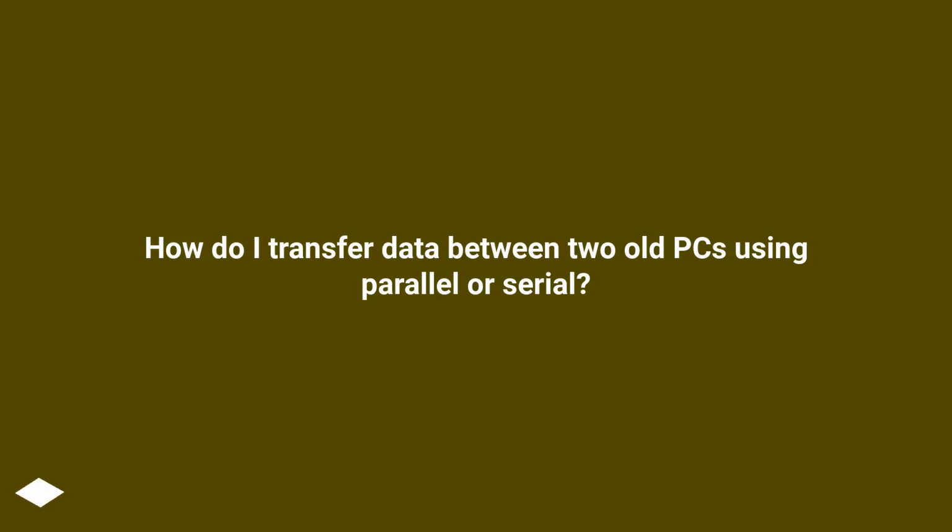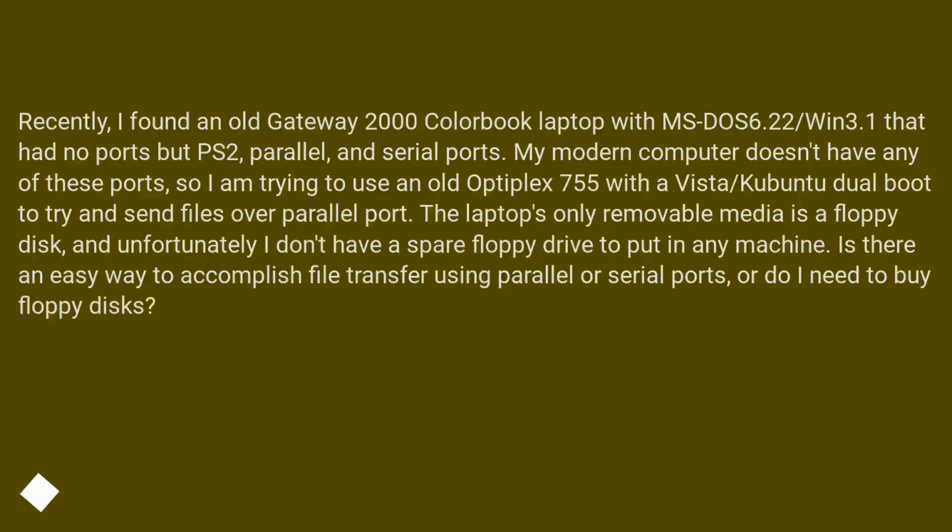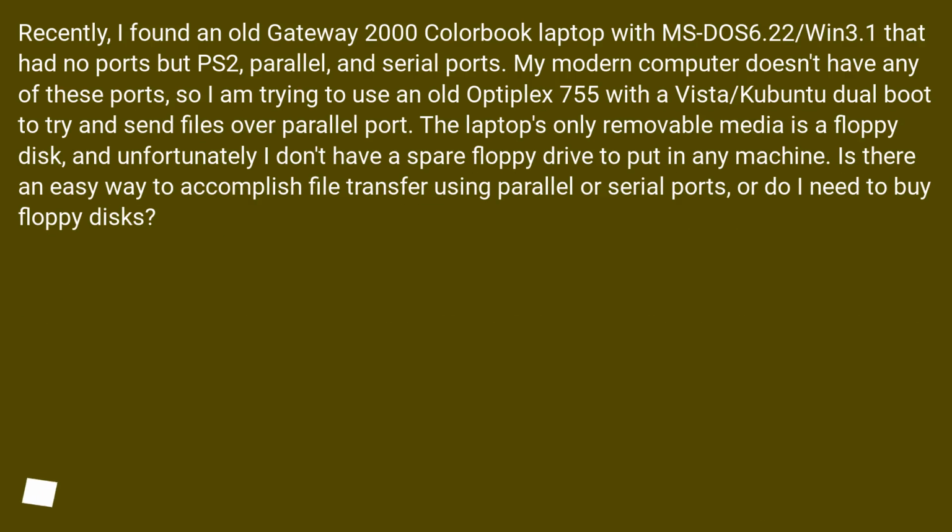How do I transfer data between two old pieces using parallel or serial? Recently, I found an old Gateway 2000 colorbook laptop with MS-DOS 6.22/Win3.1 that had no ports but PS2, parallel, and serial ports. My modern computer doesn't have any of these ports, so I am trying to use an old Optiplex 755 with a Vista/Kubuntu dual boot to try and send files over parallel port.